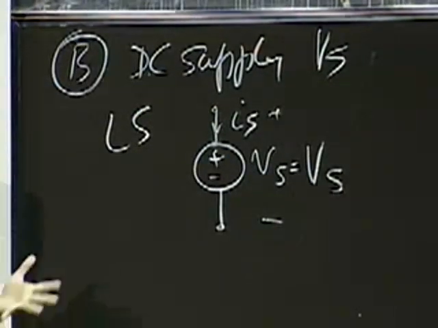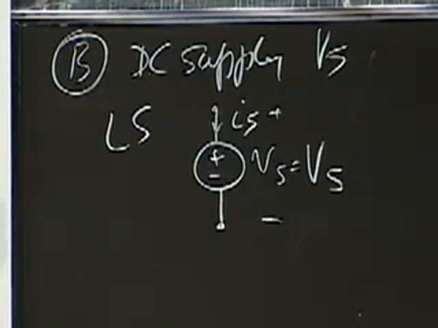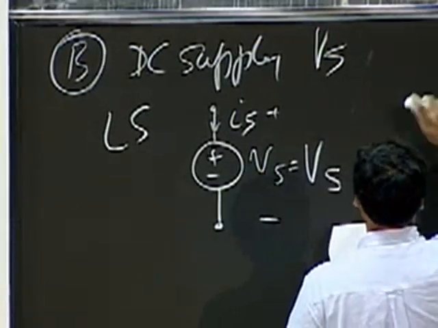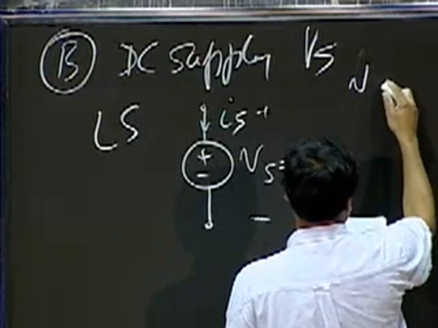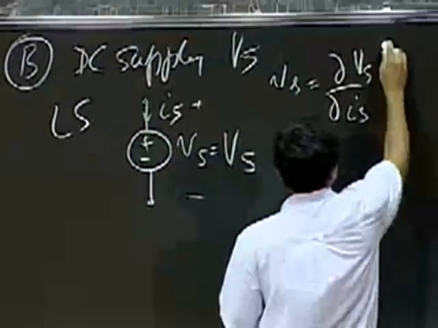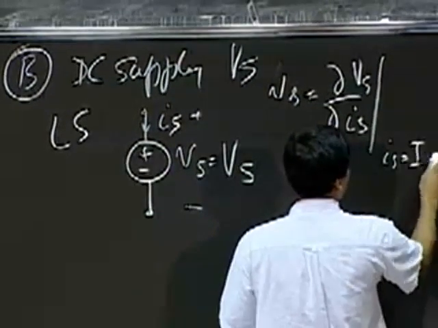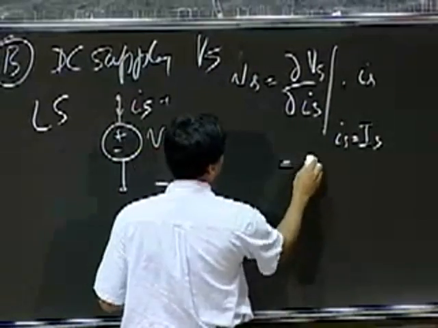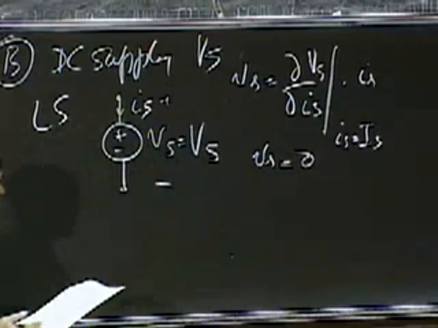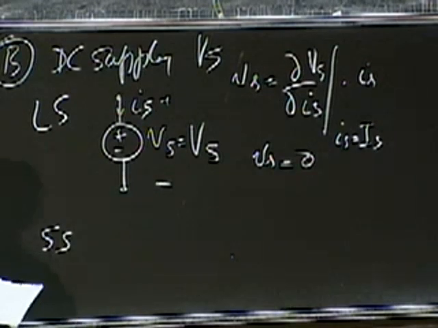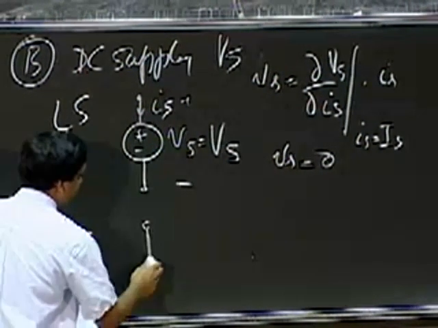So small signals are simply going to scoot through this voltage source without having any impact whatsoever on the voltage. Or mathematically, I can also do small vs is del Vs by del Is, evaluated at Is equals some capital Is, times small is, and therefore small vs equals 0. So the small signal model for my voltage source is simply a short circuit.